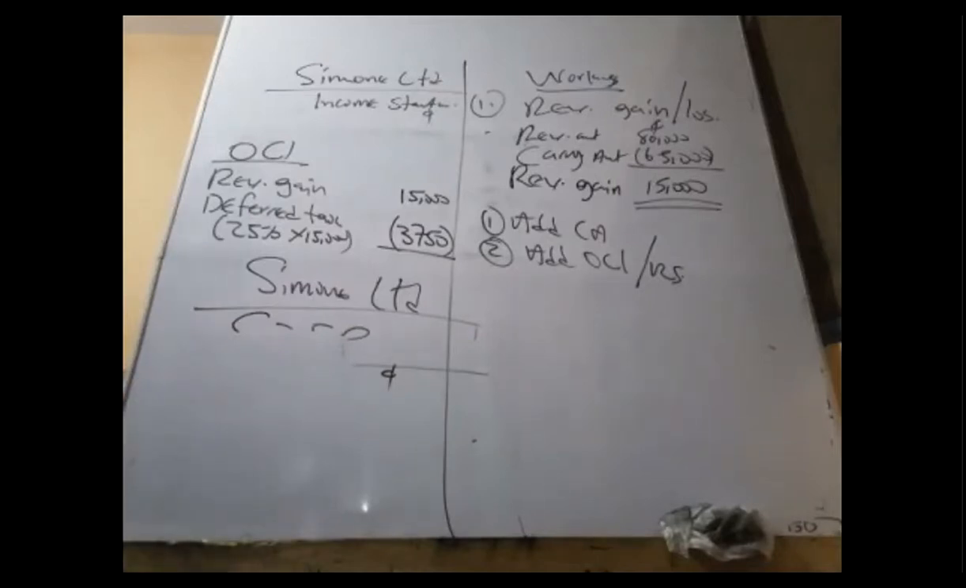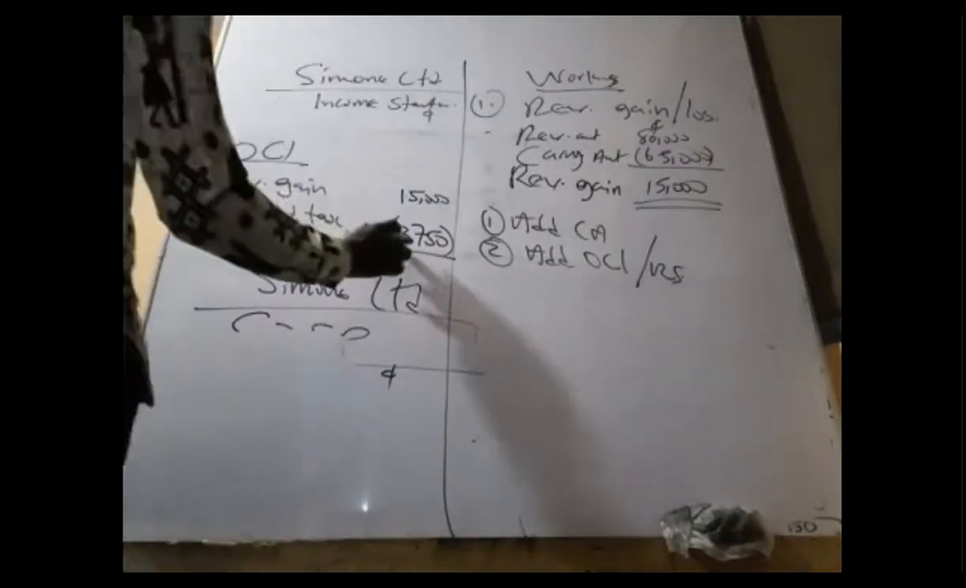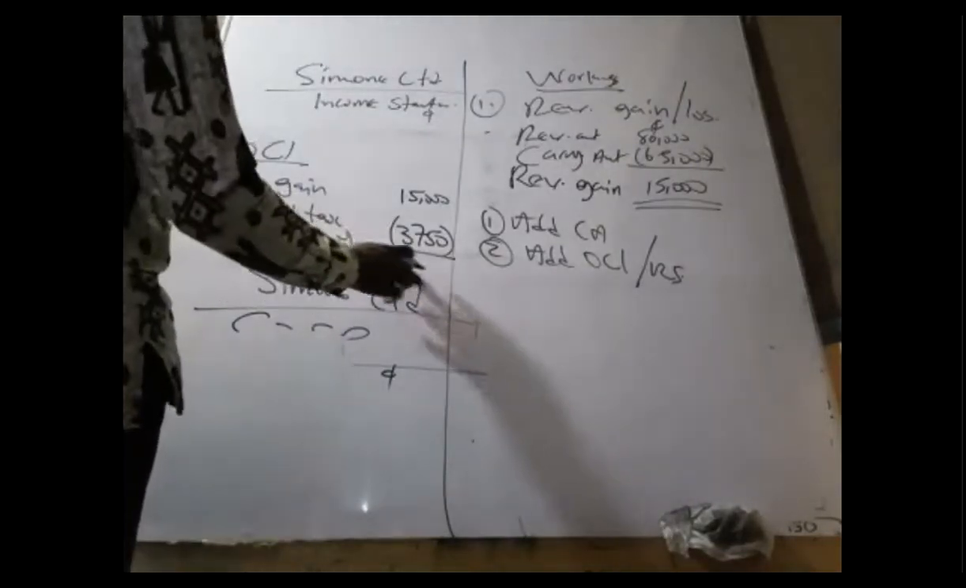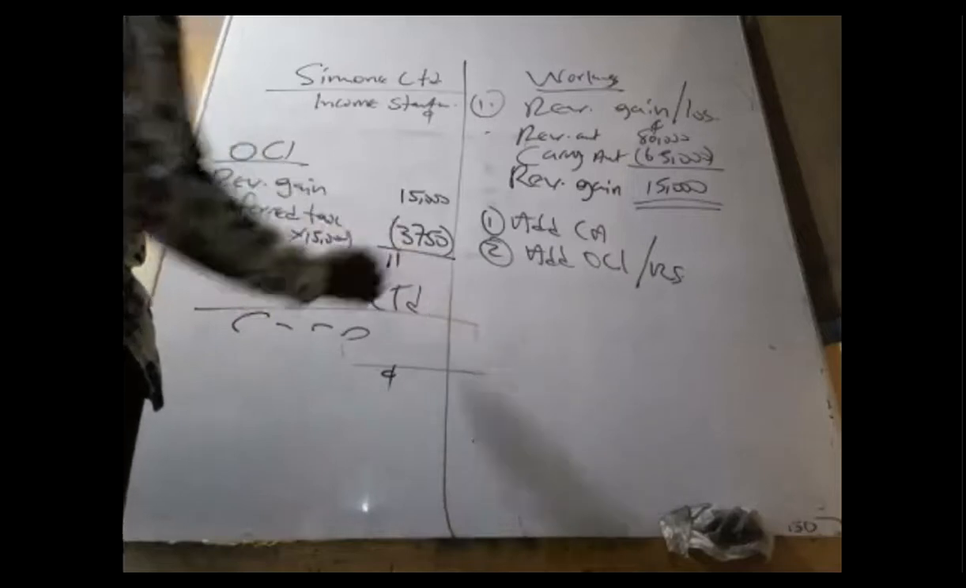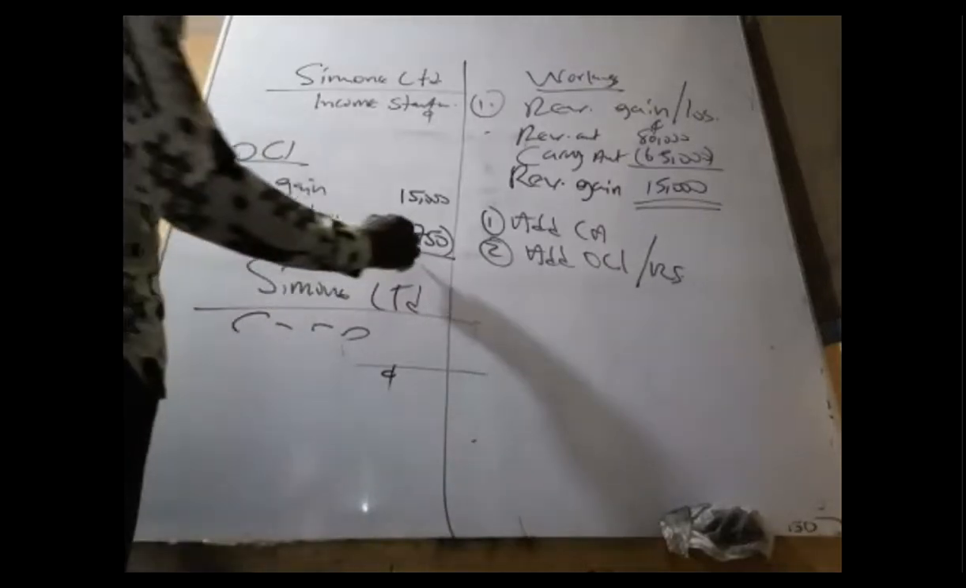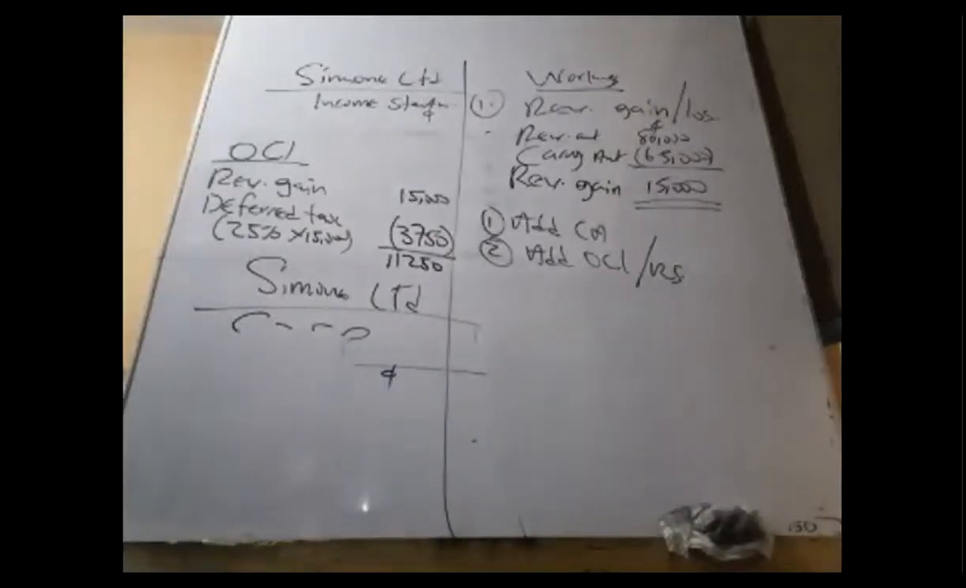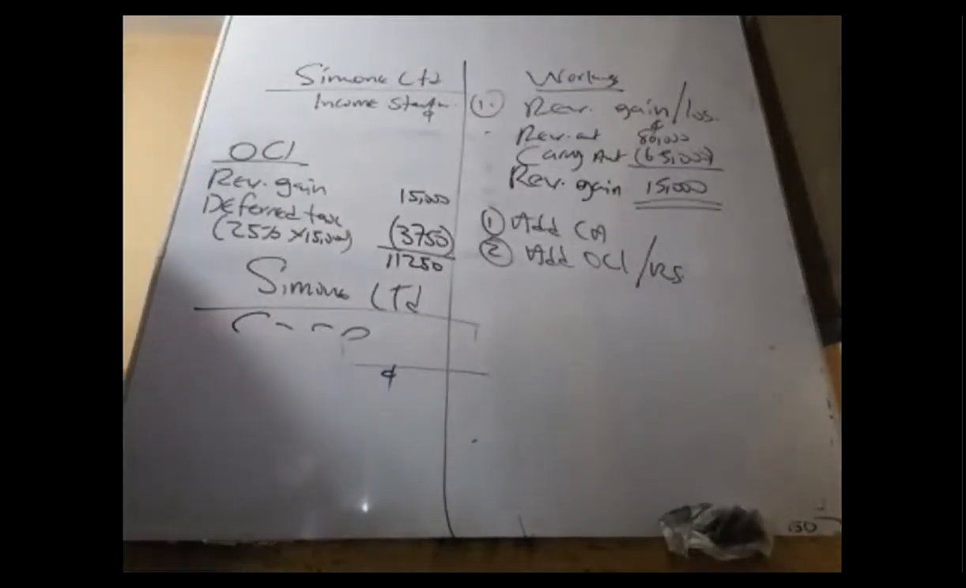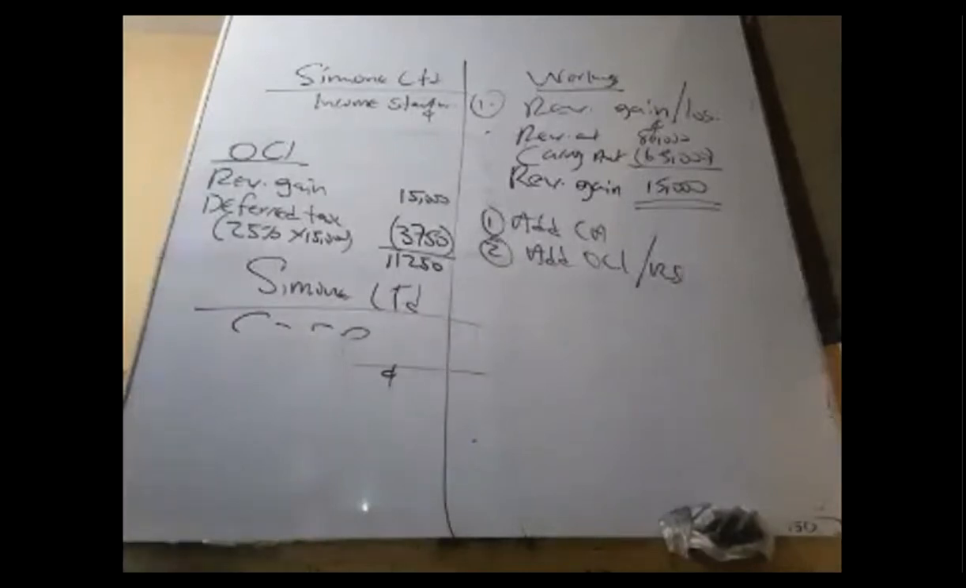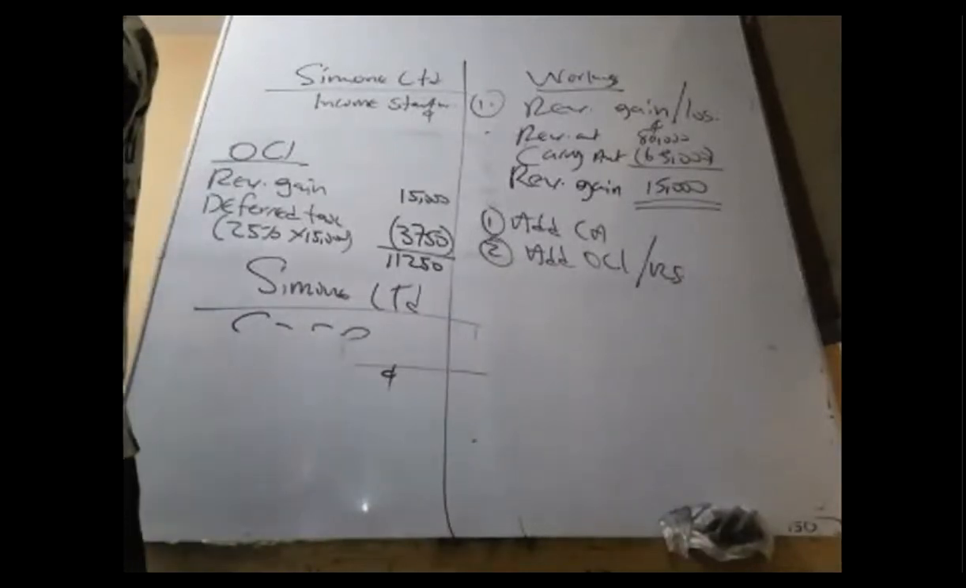Wherever the revaluation gain will go to, please let the tax follow. So the actual revaluation gain, net of tax, is 11,250. Okay, that's great. Let's continue. Now let's go and calculate the income tax expense.